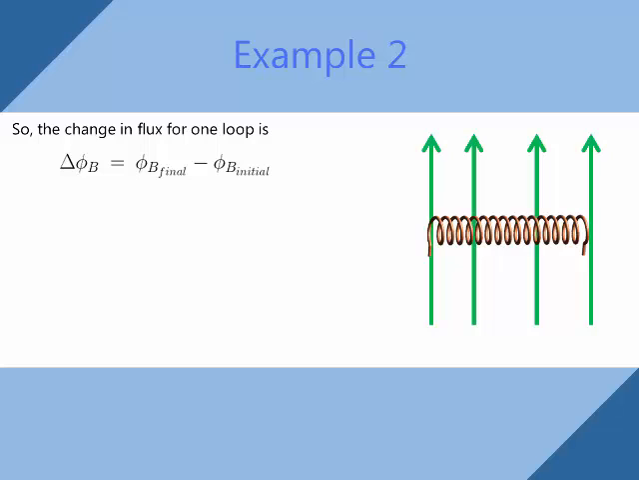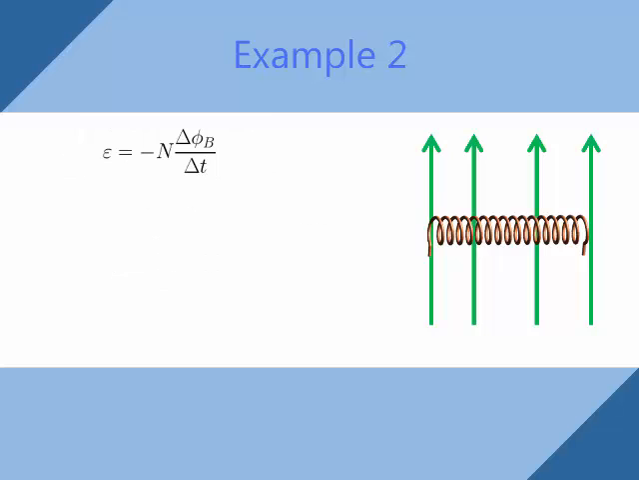So we can say that the change in flux for one of the loops in the coil is the flux after the rotation minus the flux before the rotation. This is 0 minus B times A, or negative 1.2 teslas times 6.5 times 10 to the minus 2 square meters, giving us a final change in flux of negative 0.00507 Webers.